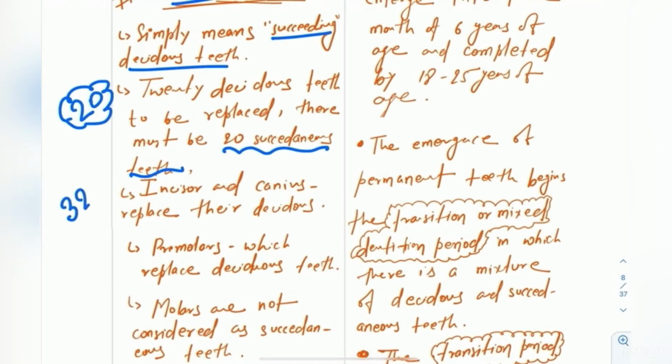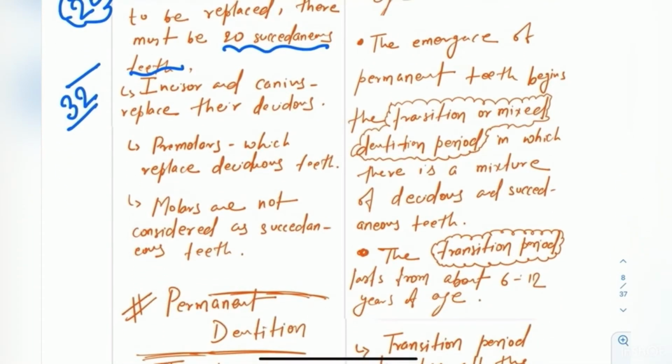You know that there are 32 teeth in the permanent dentition. So what are the other 12 teeth? Which teeth are non-succedaneous? The respective incisors and canines will replace their respective incisors and canines of the deciduous dentition, and premolars, which are present only in permanent dentition, will also replace a few teeth. Which teeth will be replaced by the premolars?